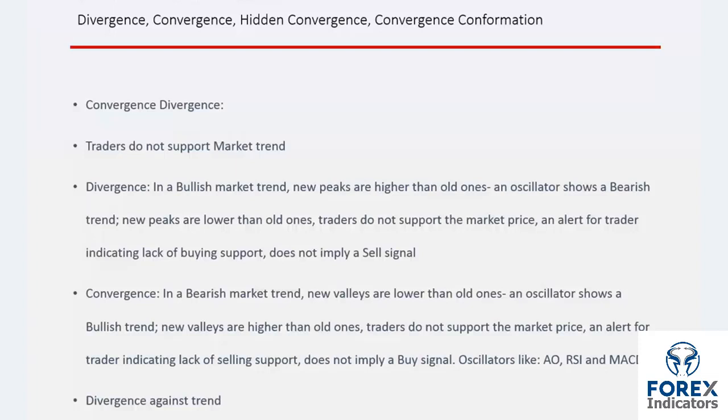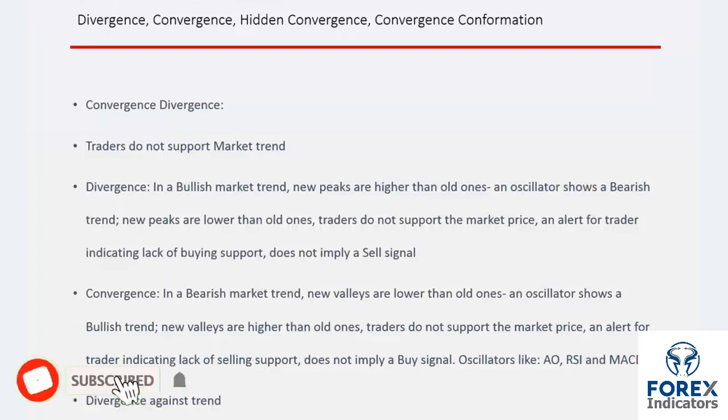Convergence or negative divergence. In convergent state, market price continues its decreasing direction and new valleys are lower than earlier valleys with a downward trend. However, oscillator trend is increasing and new waves and valleys are higher than earlier. This shows that traders do not support further fall. Market price is decreasing. Convergence does not indicate any buy order, but it discourages traders from placing sell orders. It is recommended that traders close their sell orders.